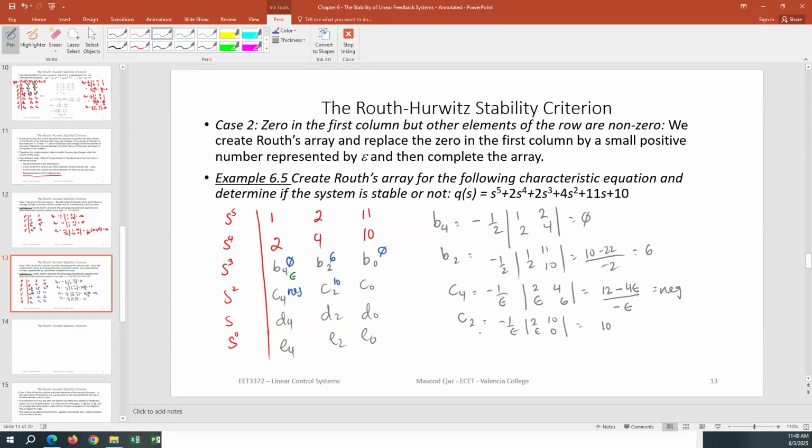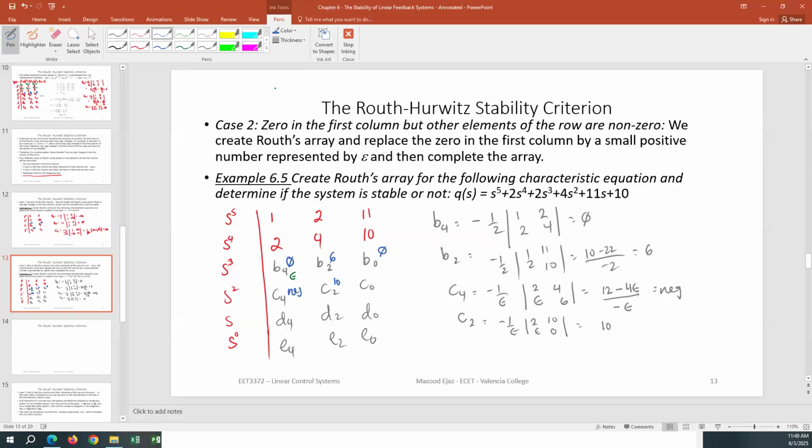D4. So we already know that the system is unstable because if we assume epsilon to be a very small positive number, then it changed from positive to negative. The system is unstable. We already know that. How many roots? You can again figure out if D4 is changing, if it's becoming positive again, then it's going to be 2 roots in the right-hand plane. If it is not, then it's going to be 1 root in the right-hand plane. So you can keep on going and you can figure that out.